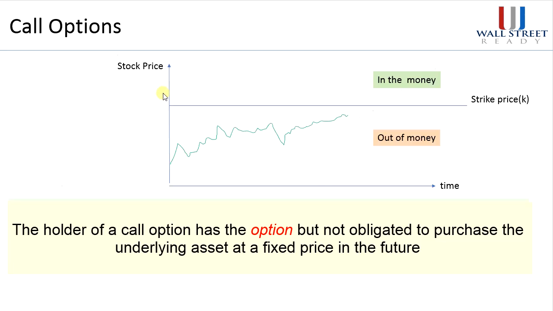Here I'm showing you the same example. That's the strike price and that's the price of the stock. It goes up and down. If the stock price never reaches the strike price, then the call option is not valuable. So we call it out of the money. Out of the money means there is no value in the call option at that particular point in time. But if the stock price goes beyond the strike price, suddenly we call it in the money. In other words, the option has value.